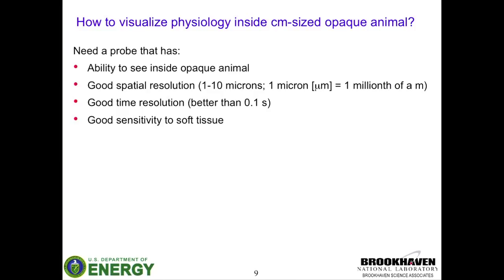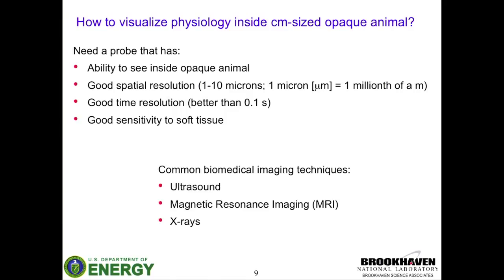So that means that you need to be able to do time resolution. And then you need sensitivity to soft tissue, right? You want to be able to see the things that you need to see. So what are some of the common biomedical imaging techniques? There's ultrasound, there's magnetic resonance imaging, MRI, and there's X-rays. These are very typical of what you can see in a hospital, right?